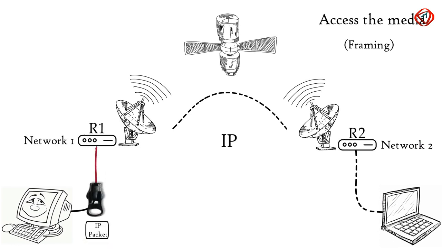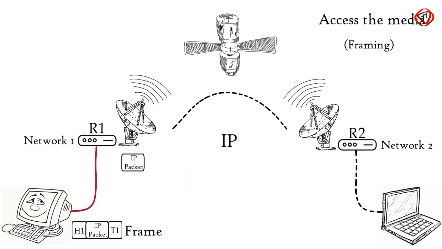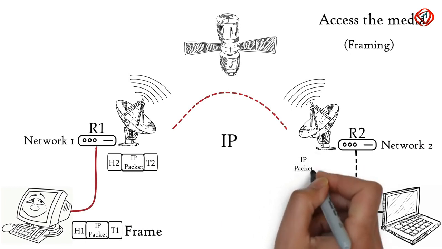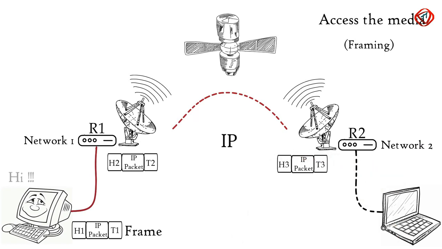Based on the medium used to connect desktop and router R1, data link layer adds some data in the head and tail of IP packet and converts it to a frame, Ethernet frame in this case. Router R1 receives this Ethernet frame, decapsulate it to an IP packet and then encapsulate it again to a frame so that it can cross satellite link to reach router R2. Router R2 will again decapsulate the received frame and encapsulate it again to form a wireless data link frame. Laptop receives this wireless data link frame, decapsulate it and then forward IP packet to network layer.